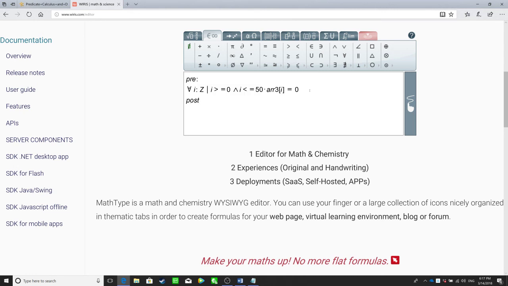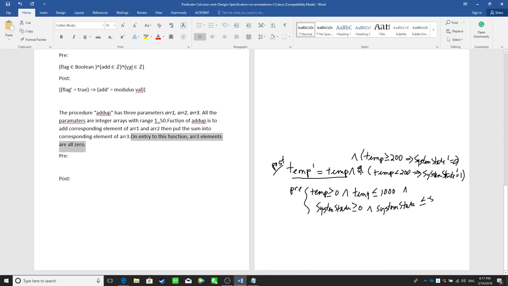And for the postcondition here, let's see what the question is. The postcondition is we call this function add up, and we add whatever is in array 1 and array 2, and put them in array 3. You know what that means? Corresponding elements: we add the first element of array 1 and the first element of array 2, and then we put the sum into array 3. Similarly, we add the second element of array 1 and the second element of array 2, and put the result into array 3. And so on, until 50.